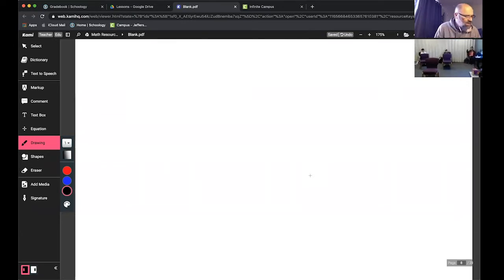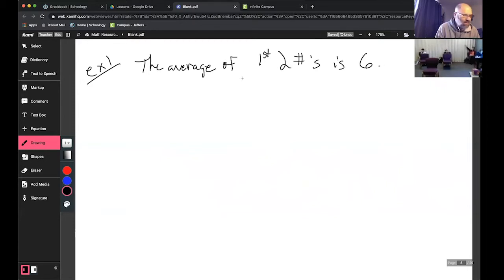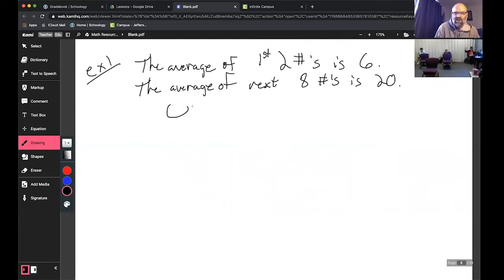Let me show you another example. This is example 1, and this is what it says. The average of the first 2 numbers is 6. And then it says the average of the next 8 numbers is 20. What is the overall average?